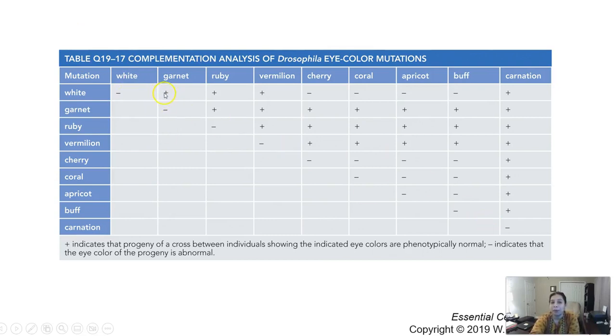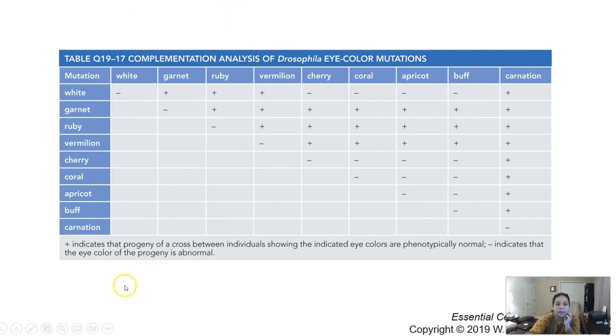When you see a plus, that means that there was complementation and they were able to retrieve the wild type phenotype between the cross, and that would put them in different complementation groups. So white and garnet are in two different complementation groups. White and ruby also complement and are in two different complementation groups. Now we want to know if garnet and ruby can complement each other, because if they do, then you know that they are also in two different complementation groups.